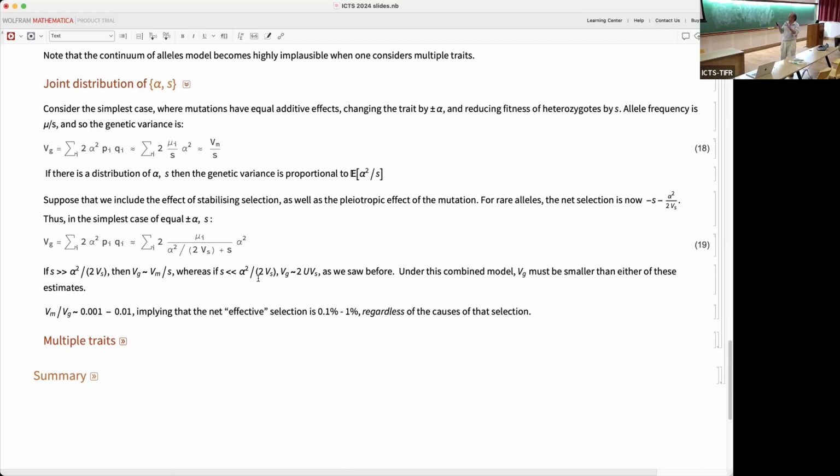So we've got some sort of handle on this. And regardless of that, the net selection, this plus this, must be of order 0.001 or 0.01, because that's the rate at which variance is being eliminated. So that's the case, a really pleiotropic model in which you're just saying, mutations come in and they have an effect on fitness, they have an effect on the trait, and the effect on fitness is what drives their frequency.